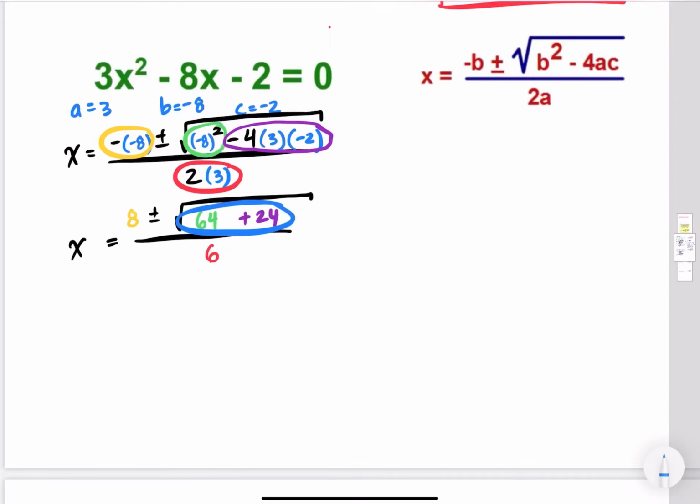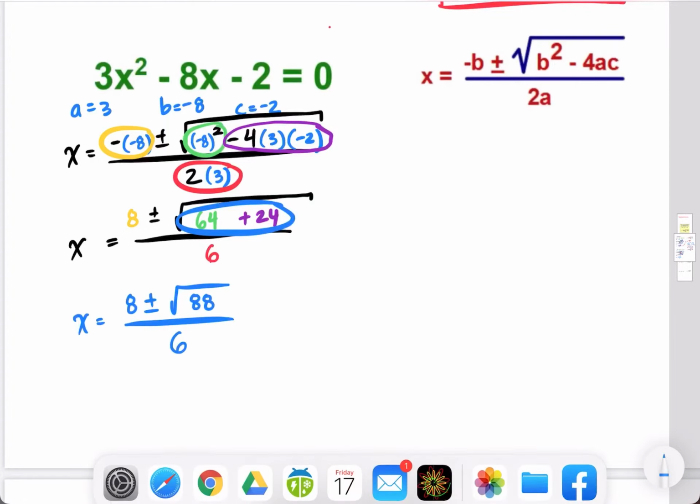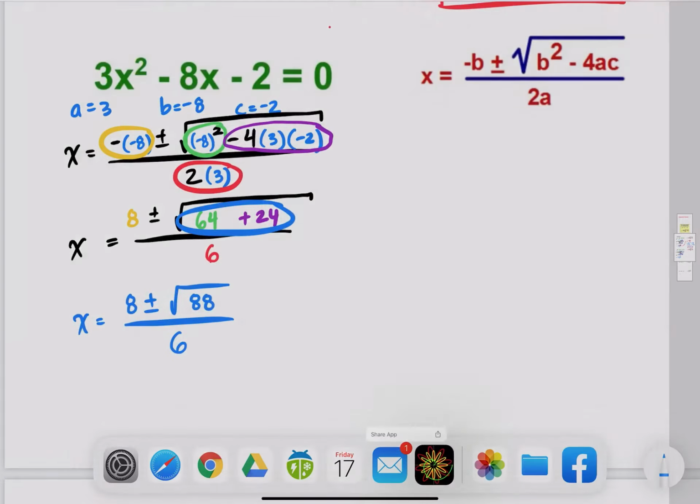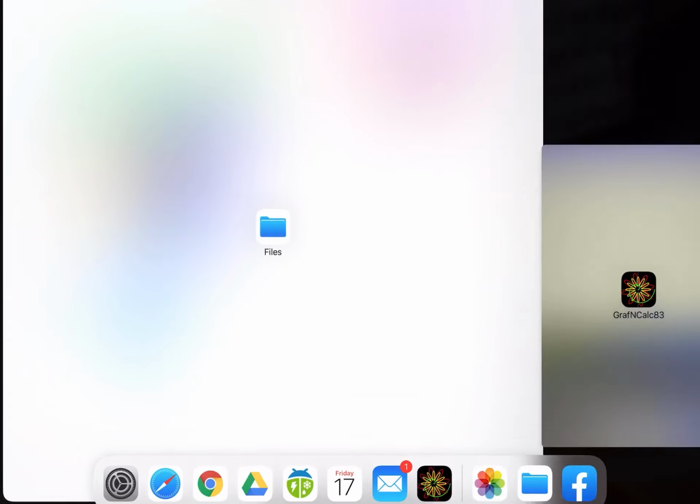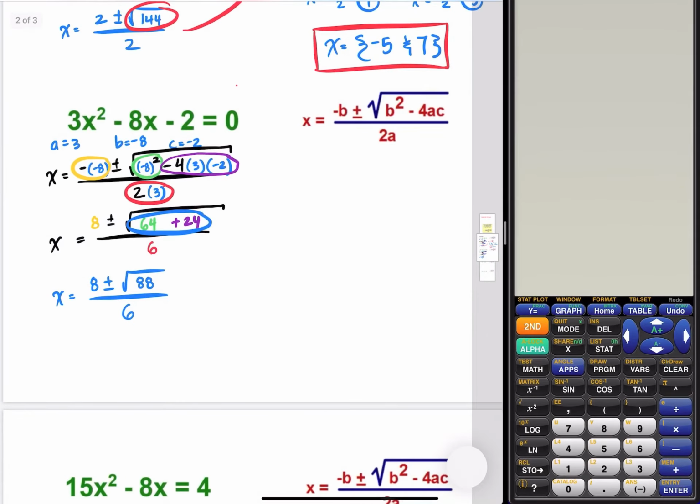So now I have x is equal to 8 plus or minus the square root. Well, 64 plus 24 is 88, all over 6. Now, if we pull out our calculator and we try to do the square root of 88, this is what it's going to look like. I'm going to pull out my calculator here, and do the square root of 88, and that's not a nice whole number.